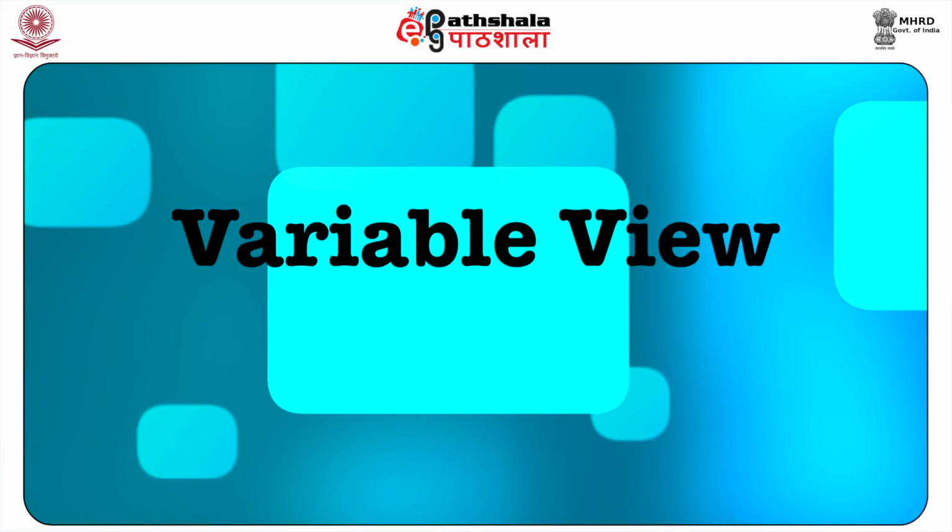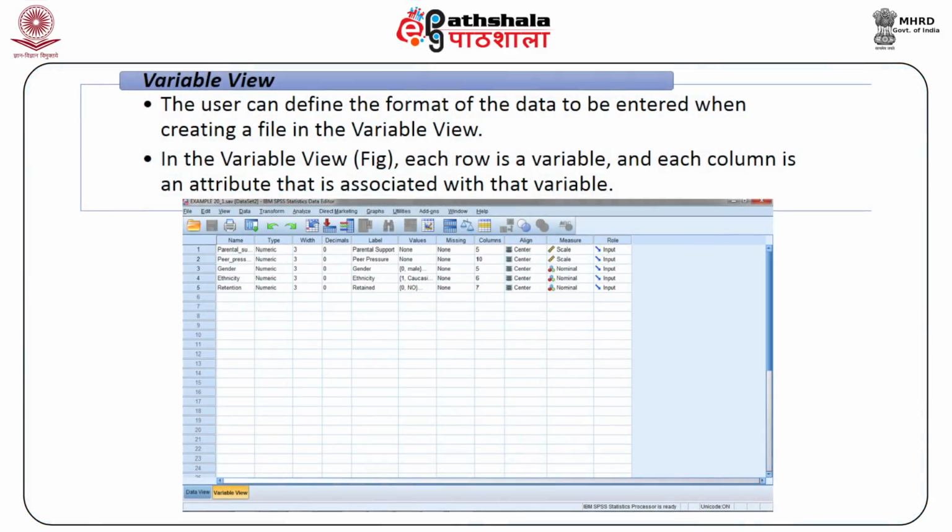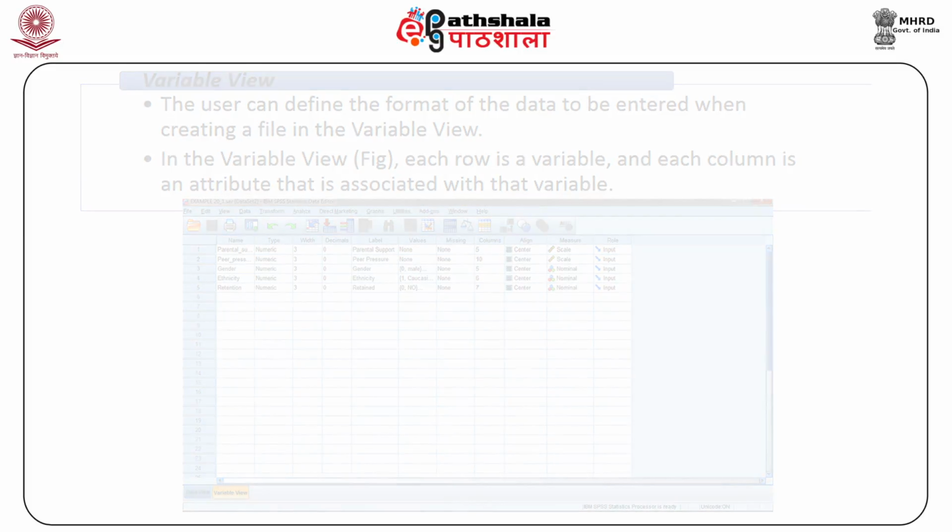Variable view. The user can define the format of the data to be entered when creating a file in the variable view. In the variable view, each row is a variable and each column is an attribute that is associated with that variable. The user can add and delete variables and manipulate the attributes of the variables. The variable attributes in SPSS are as follows.